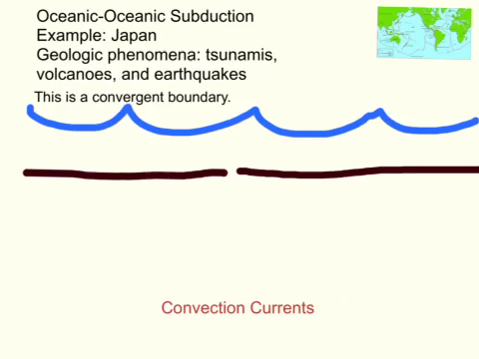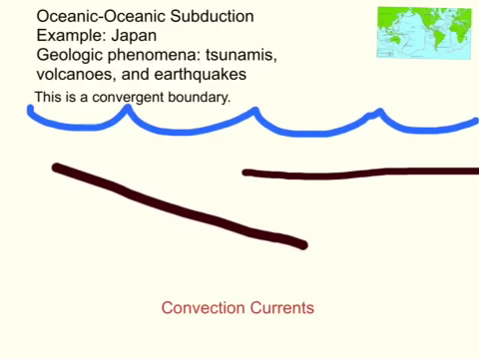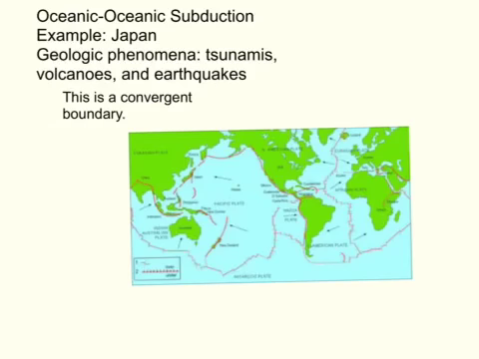In oceanic subduction, two oceanic plates move toward each other until the colder, older, or more dense plate sinks below the less dense plate. Convection currents occur under these two plates. This took place in Japan, where the two oceanic plates moved together.